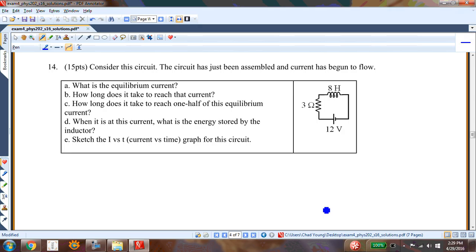All right, consider this circuit. It's an LR circuit. Has an inductor, has a resistor, and has several questions about it. So first of all, what is the equilibrium current? Well, that's just from Ohm's law.